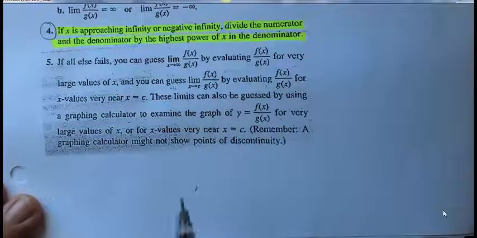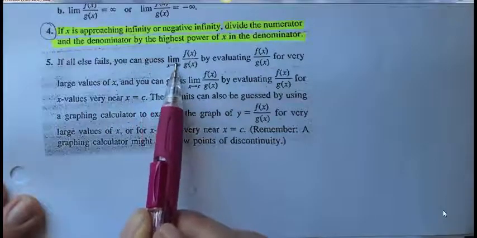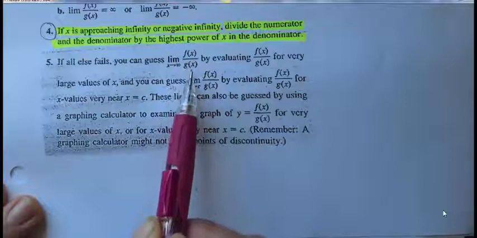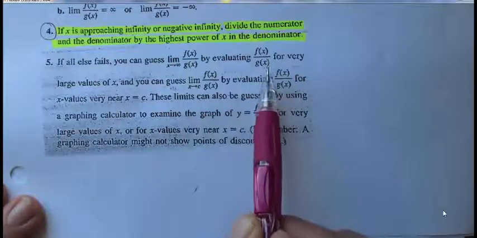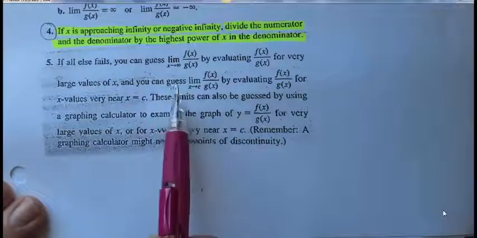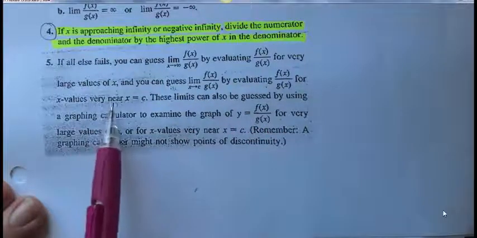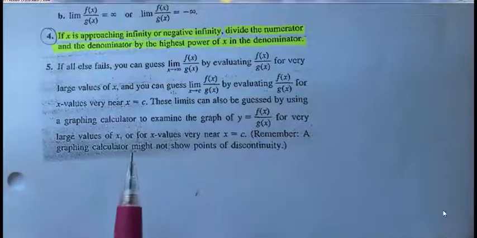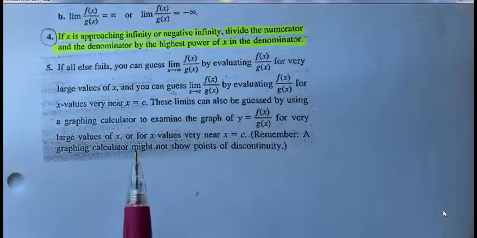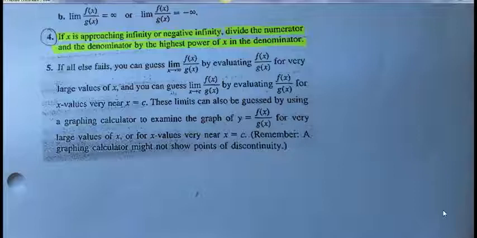And number 5 is not very helpful, but if all else fails, you can guess. Now this is the limit as x approaches infinity of f of x over g of x by evaluating f of x over g of x for very large values of x, right? Because x is going to infinity. And you can guess the limit as x approaches c by evaluating f of x over g of x for x values very near x equals c. So for example, if x equaled 5, maybe you do 5.1 and 4.999, and you just do those on your graphing calculator really quickly, and hopefully you should be able to figure out what the value is approaching.